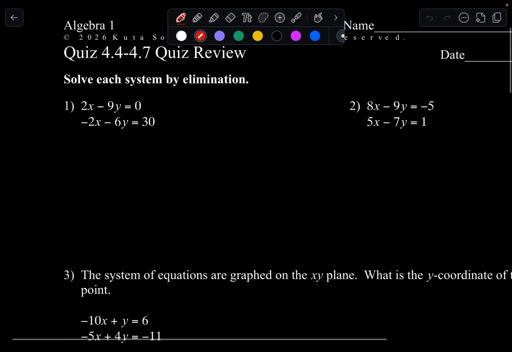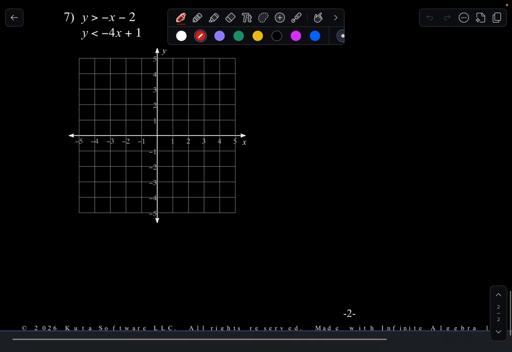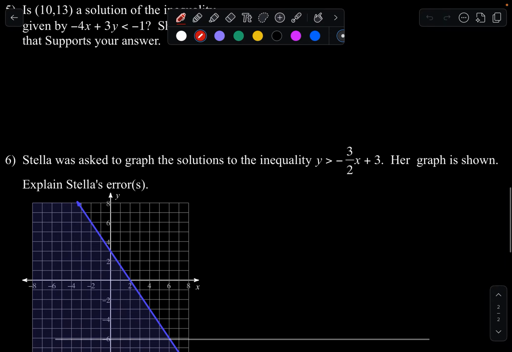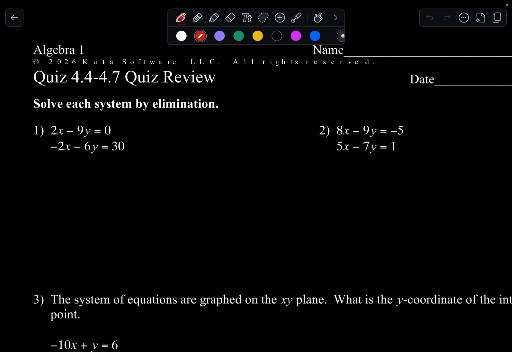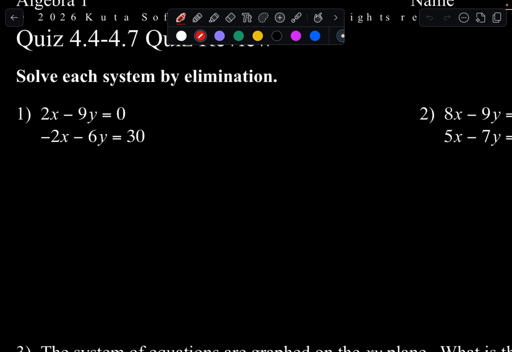You basically have, as always, 7 questions. You're going to have 2 questions that solve each system. It tells you by elimination, mainly because you have to. I'm telling you because basically 1 and 2, you have to use elimination. 1's real easy. 2's a little bit trickier. All right, so let's look at number 1.